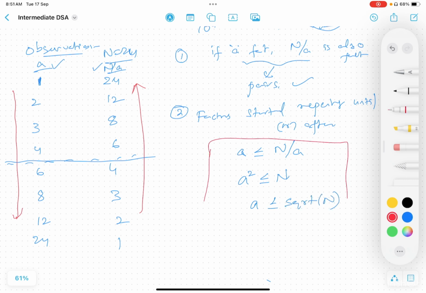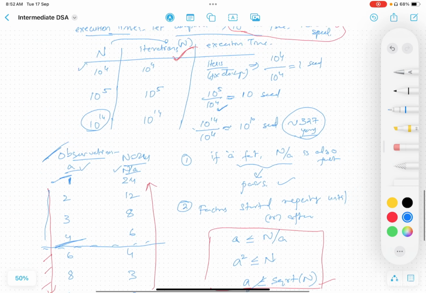Which means you don't need to check all the numbers. You can check numbers that are equal to or less than the square root of n. This is the observation we have made out of our basic approach. Now we can optimize the code, right? Instead of actually running till all the numbers, I will only run till a number which is less than or equal to square root of n.